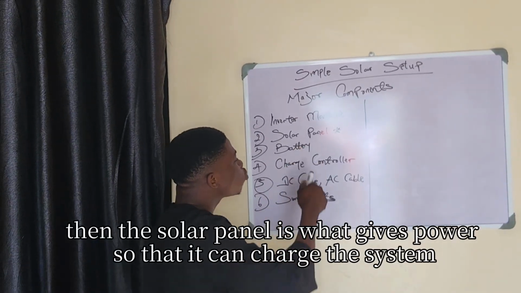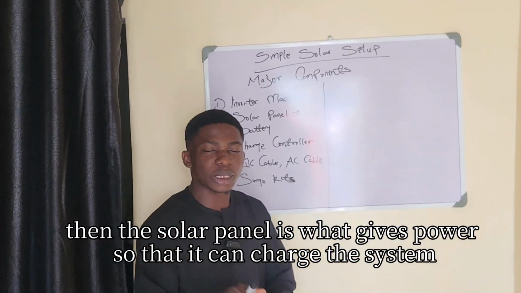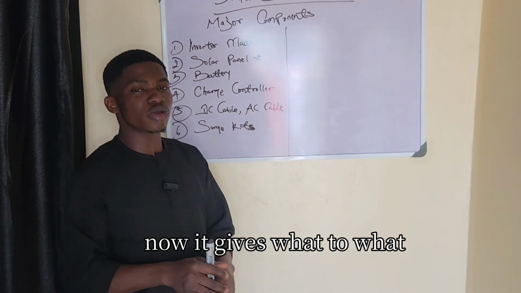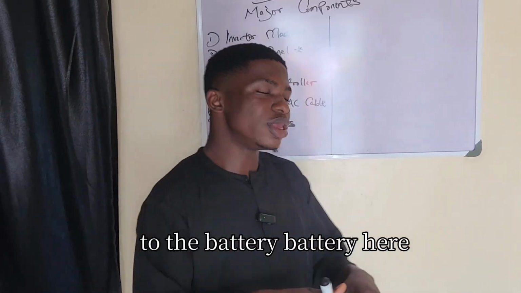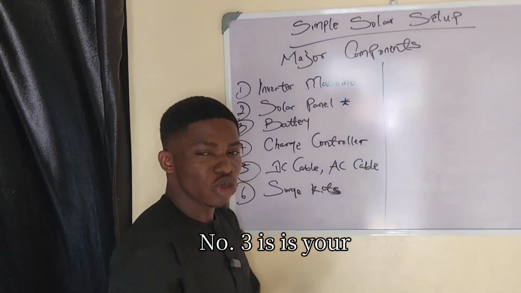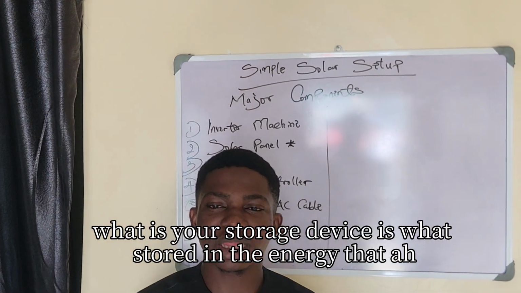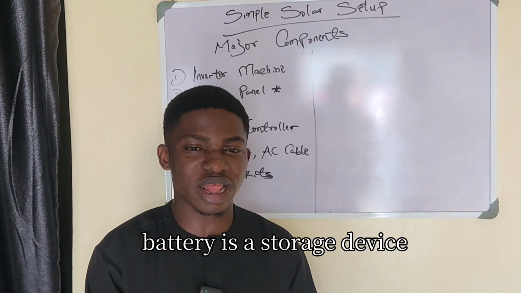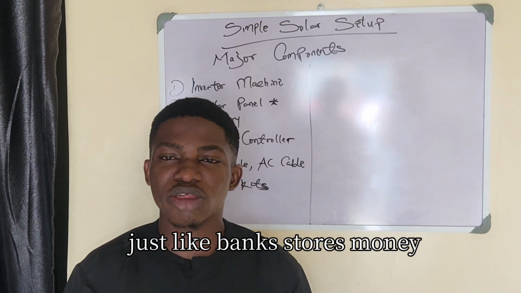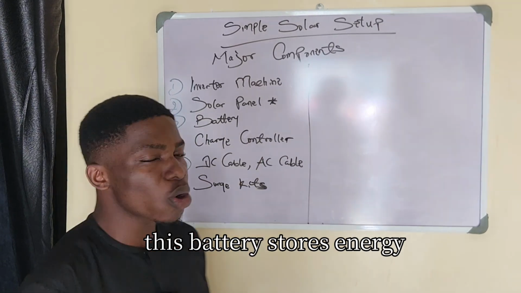Then the solar panel is what gives power so that it can charge the system. Now it gives power to the battery. The battery here, number 3, is your storage device. It's what stores the energy. It's a bank. Just like a bank stores money, this battery stores energy.